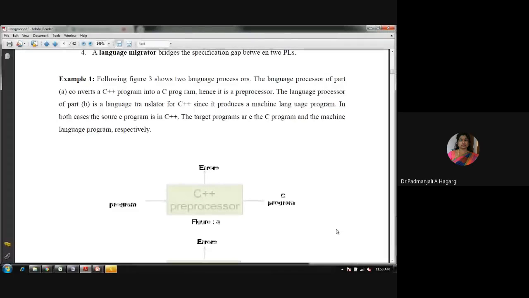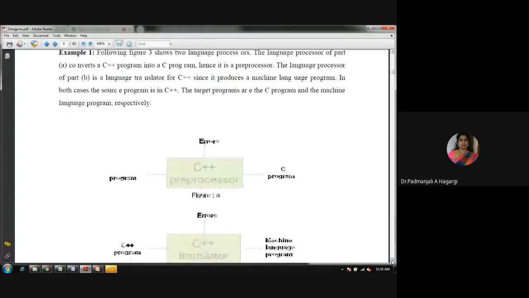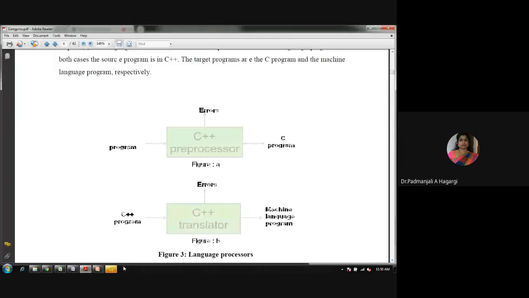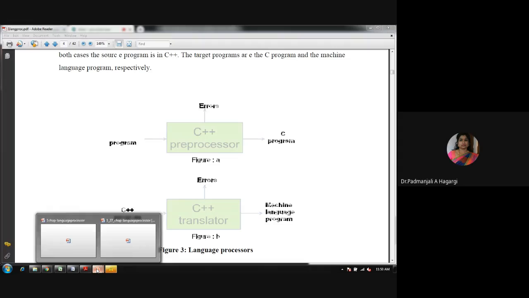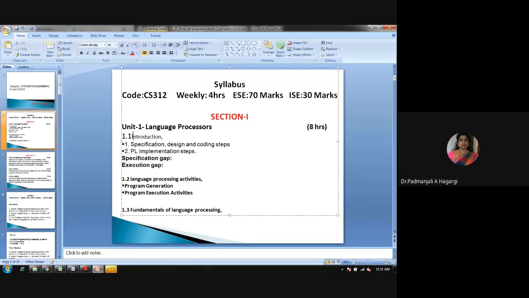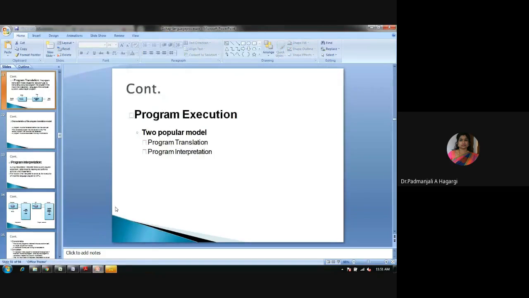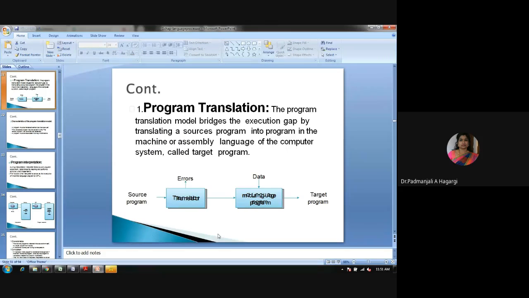Following figure 3 is the program, which I have shown you in the PPT slide also: the language processor. How is the language processor? That is the translator.